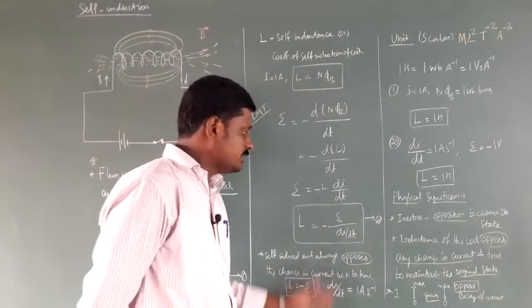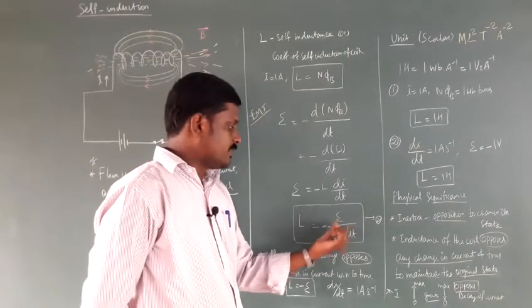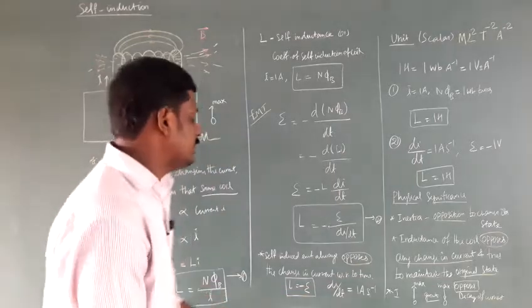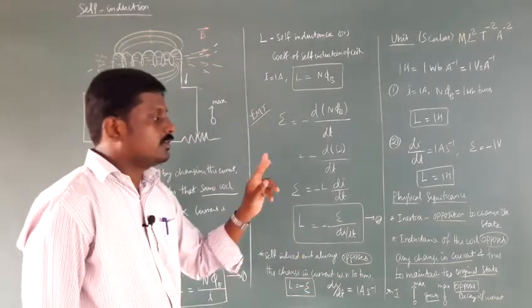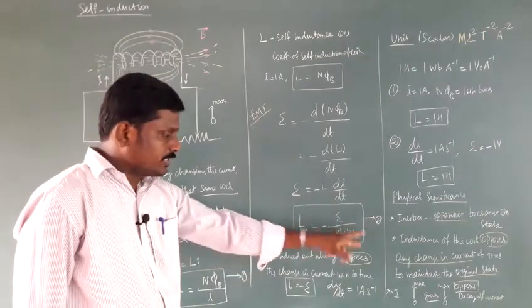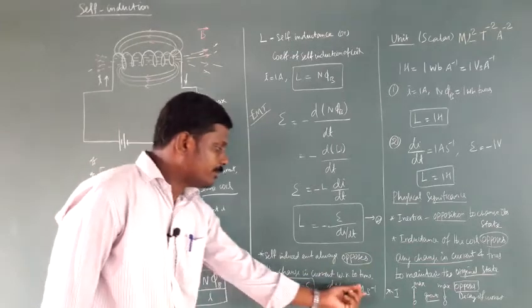We can write it easily if we know the formula: L is equal to minus epsilon by di by dt. Once again, self-inductance of the coil is defined as the opposed EMF produced in the coil when the rate of change of current is 1 ampere per second.